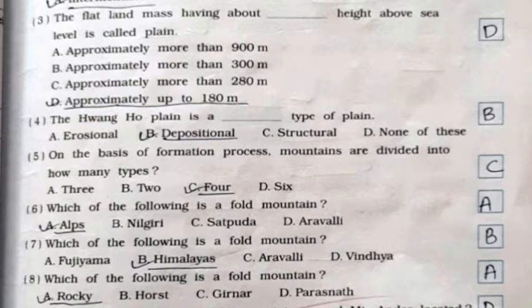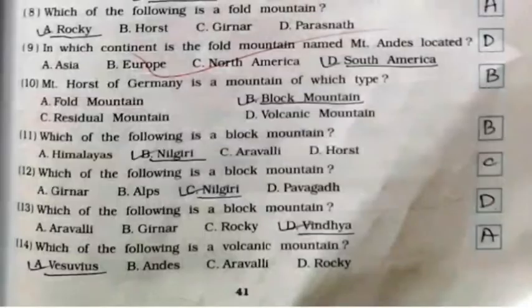Seventh, which of the following is a fold mountain? It's option number B, Himalayas. Eighth, which of the following is a fold mountain? It's option number A, Rocky. Ninth, in which continent is the fold mountain named Mount Andes located? It's option number D, South America.